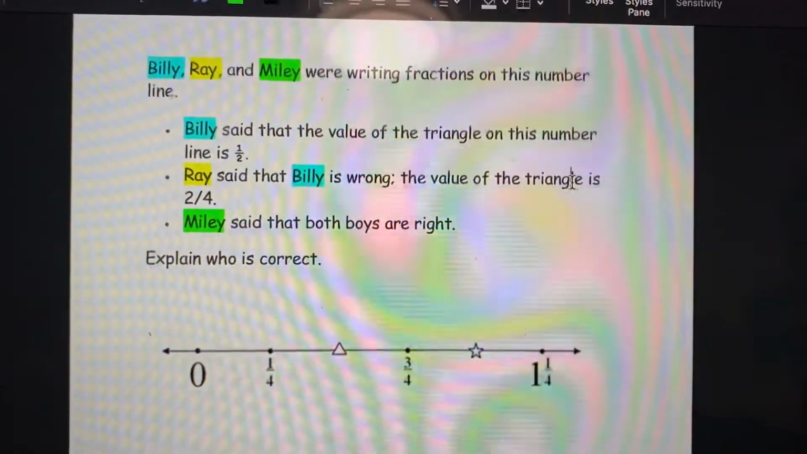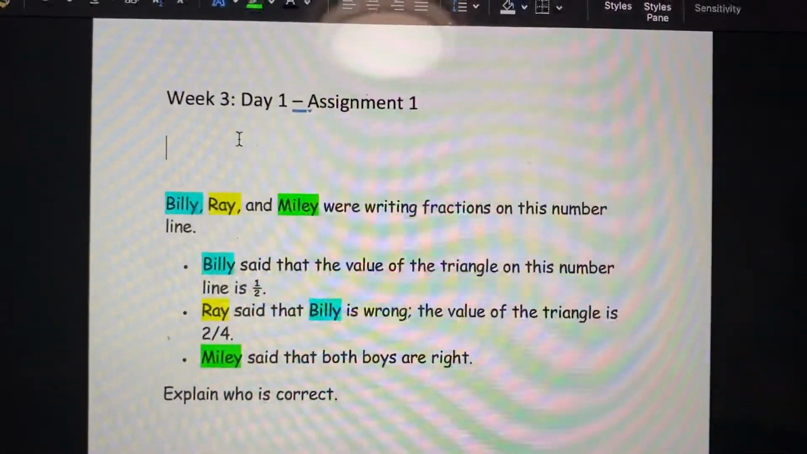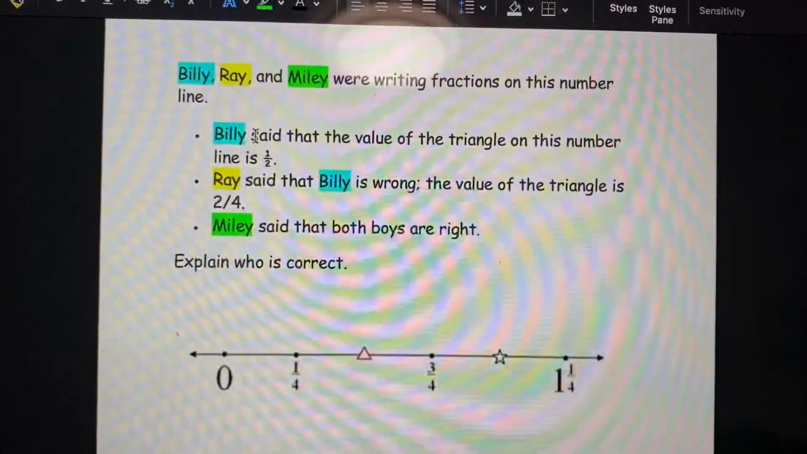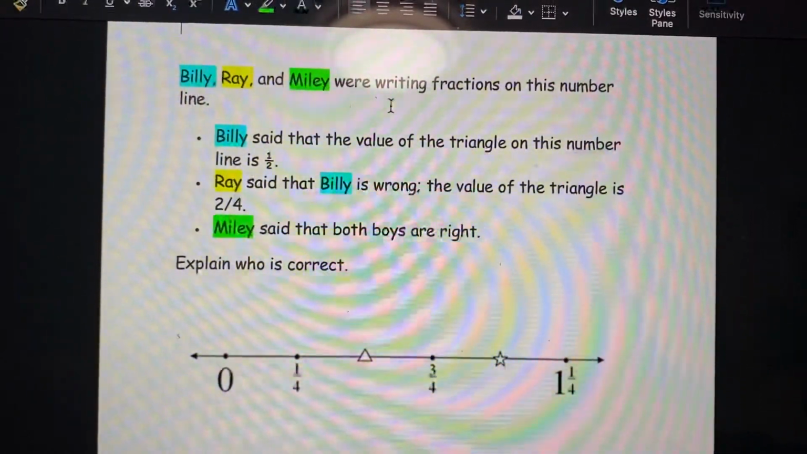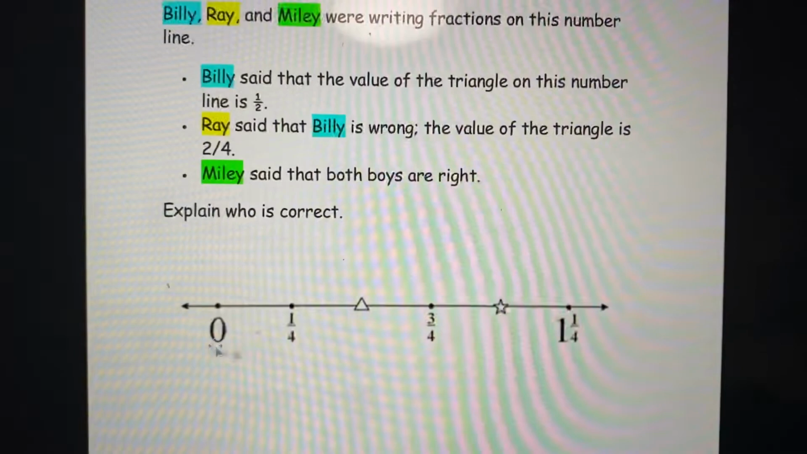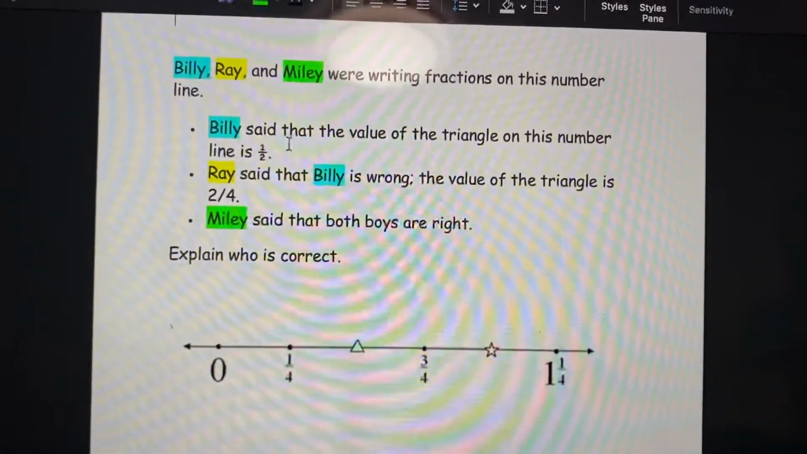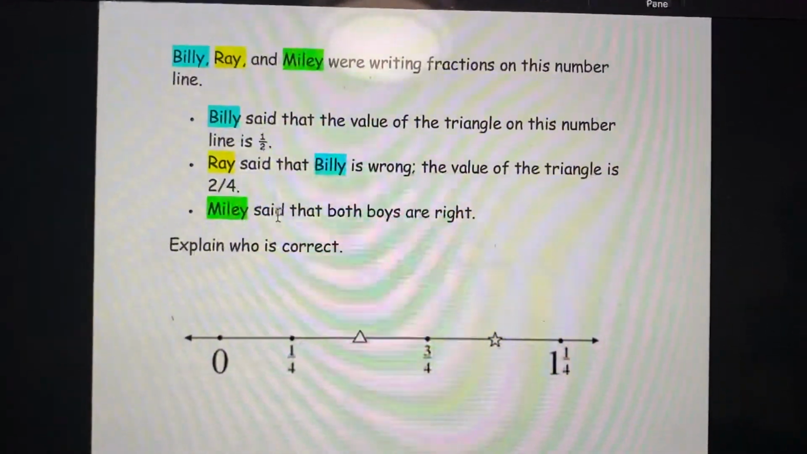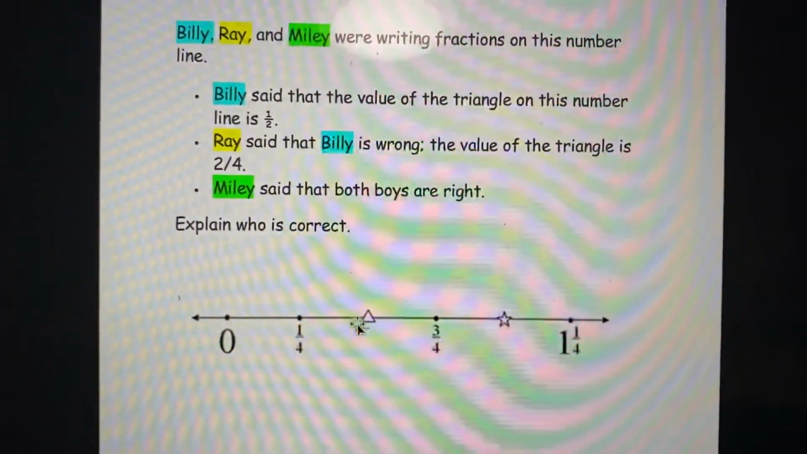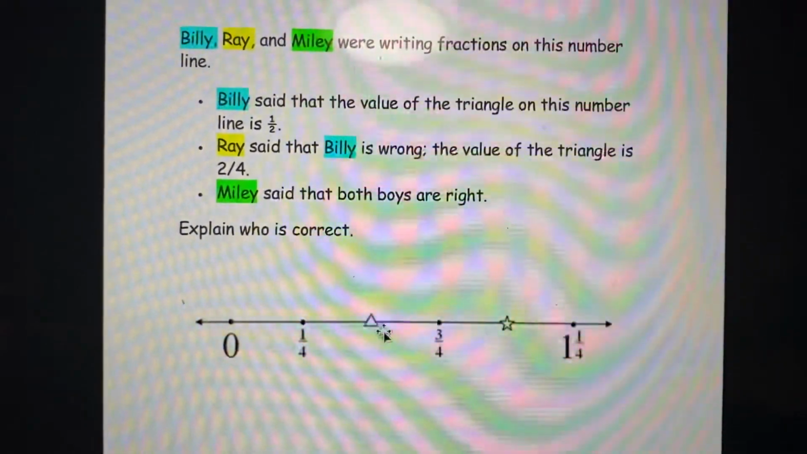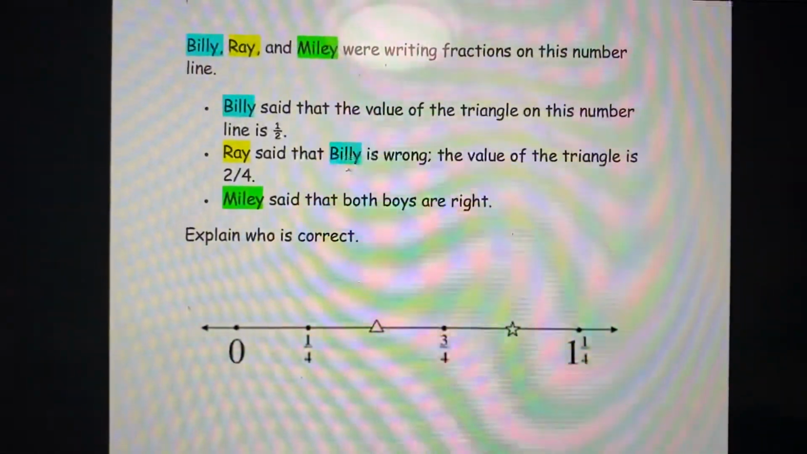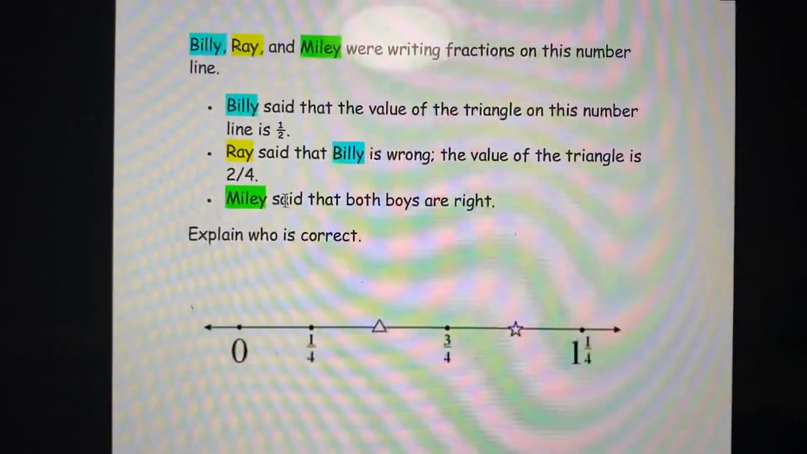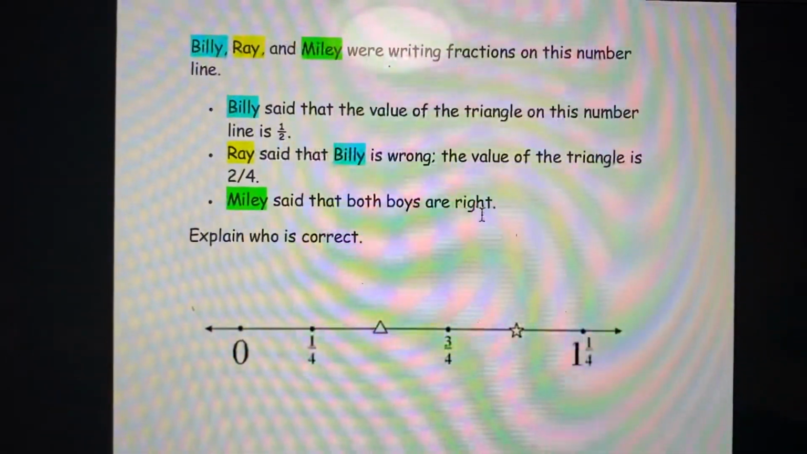You'll see on the first document, it's week 3, day 1, assignment 1. Now, it says here, Billy, Ray, and Miley were writing fractions on this number line. This one right here. Billy said that the value of the triangle on this number line is 1/2. So he says that this triangle here says 1/2. Ray said that Billy is wrong. The value of the triangle is 2/4. Miley said that both boys are right.